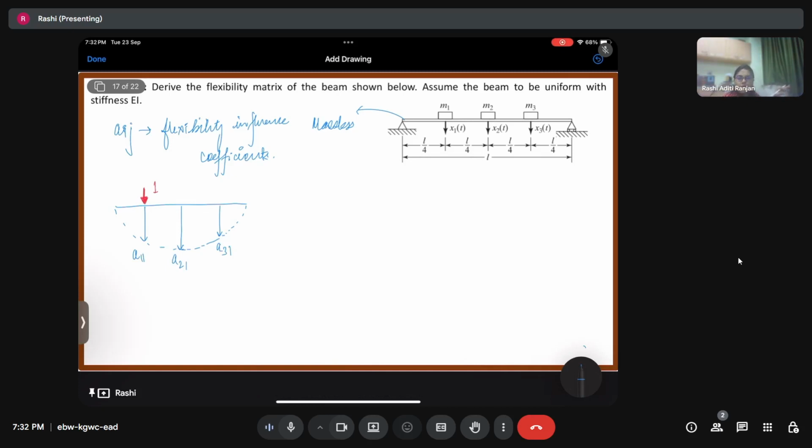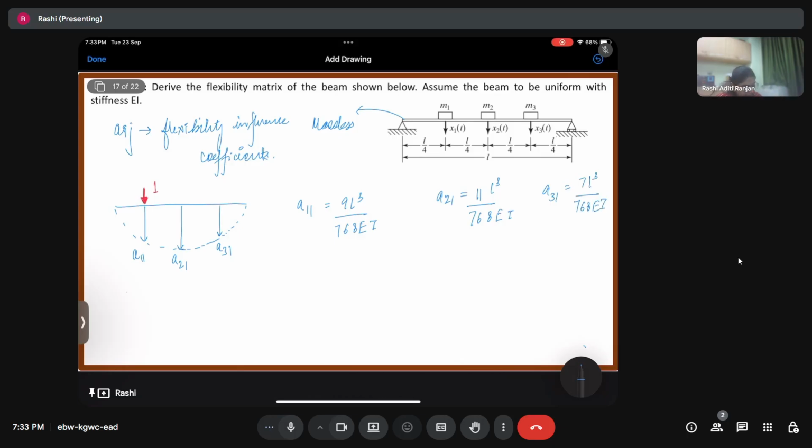I'm not getting into how to evaluate it, but for a simply supported beam, you can find how to calculate the deflections at these 3 points in any strength of materials book. Since it's a point load, this is the easiest one. So A11 is going to be 9 L cube by 768 EI, A21 is going to be 11 L cube by 768 EI, and A31 is going to be 7 L cube by 768 EI.